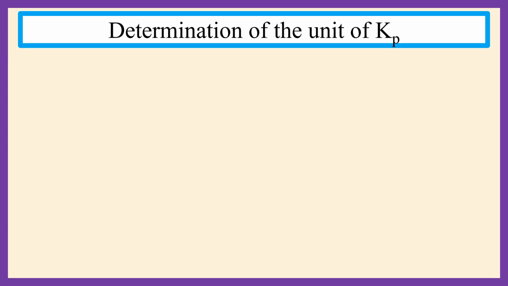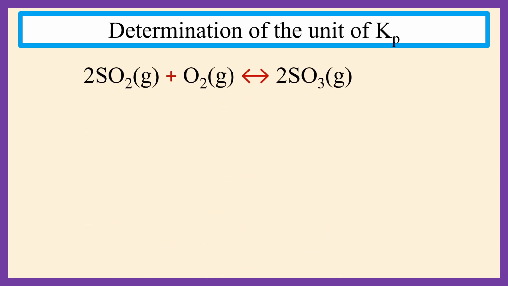Welcome everyone. Determination of the unit of Kp for the reaction 2SO2 gas plus O2 gas reversible to SO3 gas. We know that the unit of Kp is equal to atmosphere to the power del N, where del N is the difference in number of moles of gaseous products and reactants.